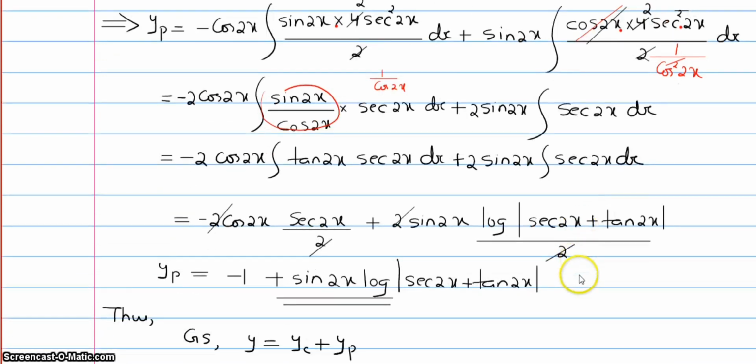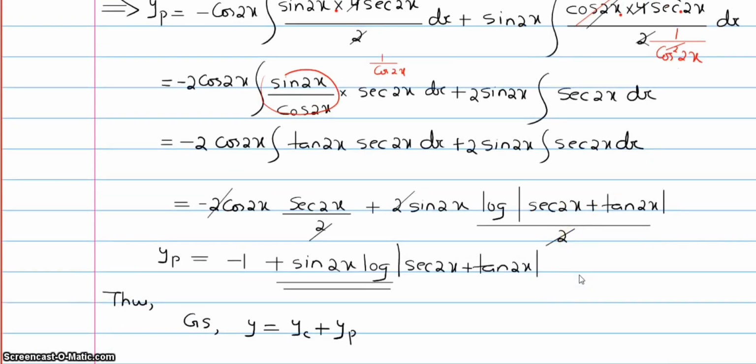Using the direct integral formulas, we can find the integral of tan x sec x. Integral tan x sec x is sec x. So here it will be integral of tan 2x into sec 2x, so it is sec 2x divided by the derivative of 2x, which is 2. So dividing it by 2, plus 2 into sin 2x. Integral sec 2x will be log of sec 2x plus tan 2x divided by its derivative.